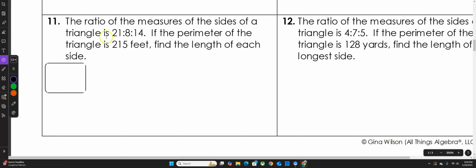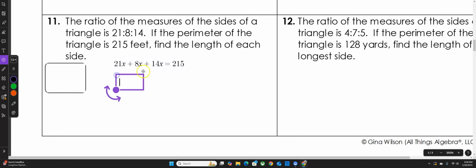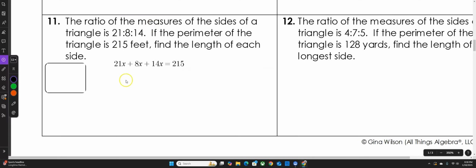All right, so the ratio is 21 to 8 to 14. We don't know what we're multiplying it by. Again, we're going backwards. So we're going to have 21x plus 8x plus 14x, and that is going to be equal to 215 feet. We are going to combine like terms. So we have 21 plus 8 plus 14, and that's going to give us 43x equals 215.